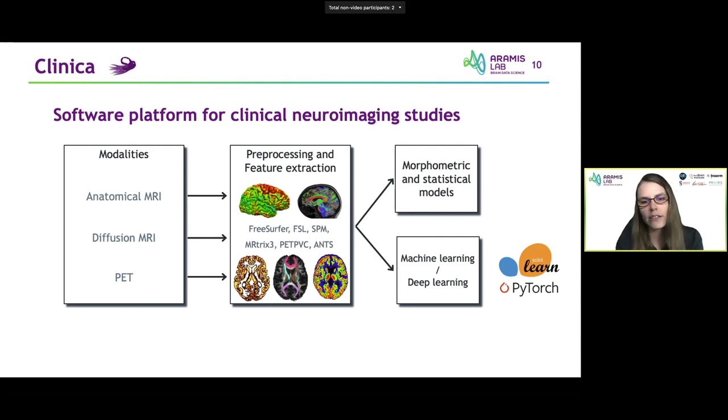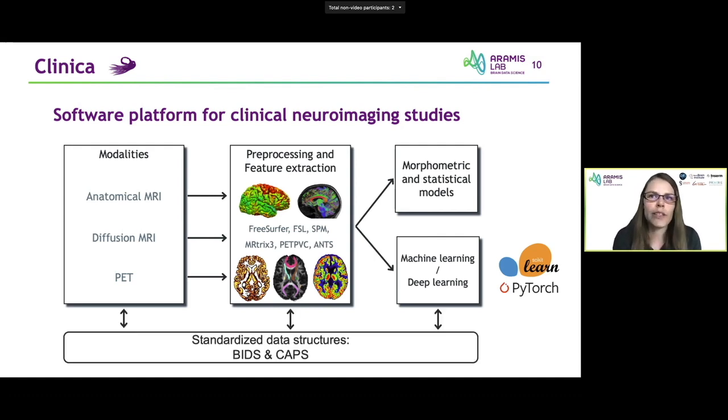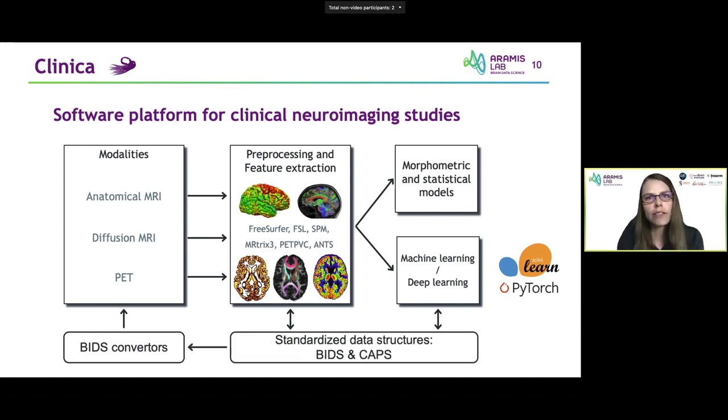The input data are organized following the Brain Imaging Data Structure or BIDS format. The outputs follow the Clinica Processed Structure or CAPS format that shares BIDS' philosophy. And as not all datasets are organized in BIDS, Clinica also provides tools to convert publicly available datasets to BIDS.